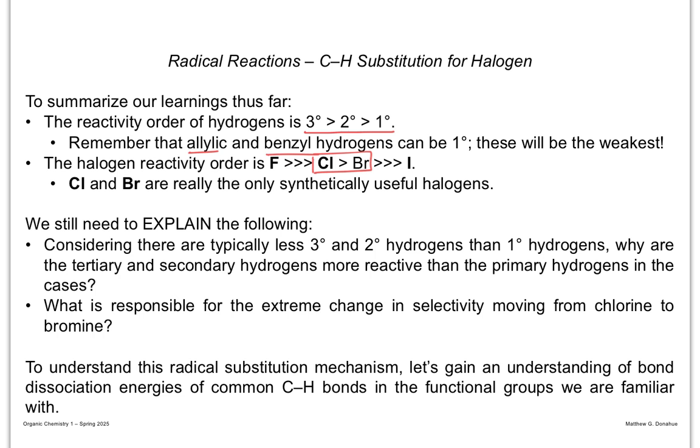So we need to explain, considering there are typically fewer tertiary and secondary hydrogens than primary, why are the tertiary and secondaries more selective than primary? And what's responsible for the extreme change in selectivity from chlorine to bromine? So again, that deals with those mechanistic steps, but also the reaction coordinate.